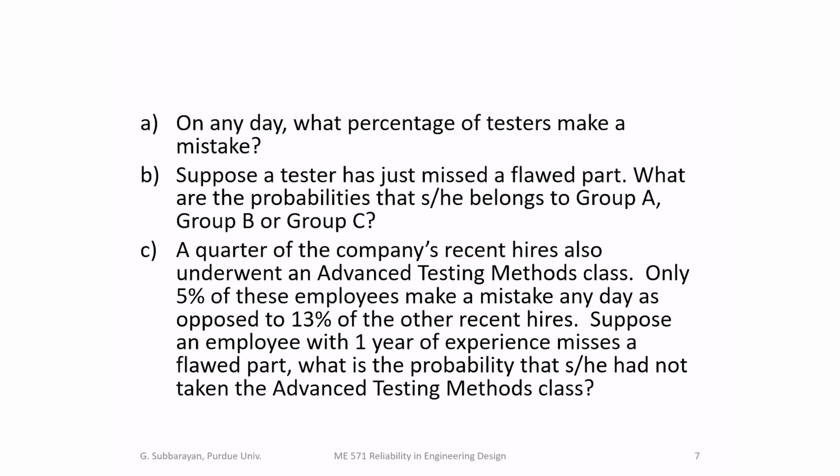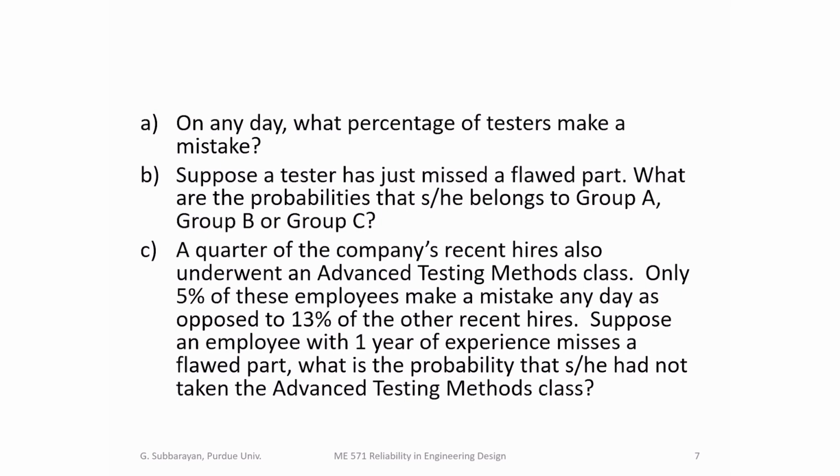So supposing you have an employee with 1 year of experience, belongs to group A, and misses a flawed part, what's the probability that he or she had not taken the advanced testing method class? Okay, this is a fairly involved problem.